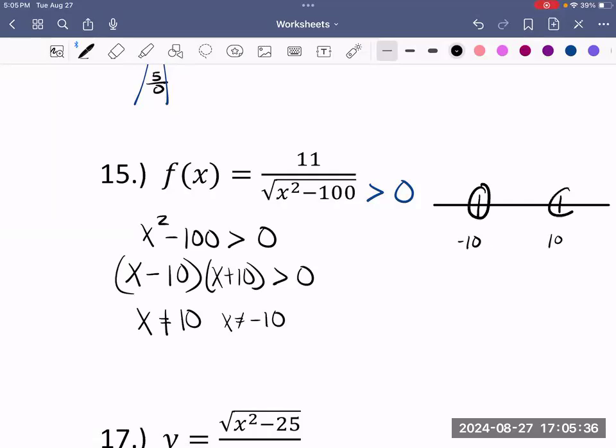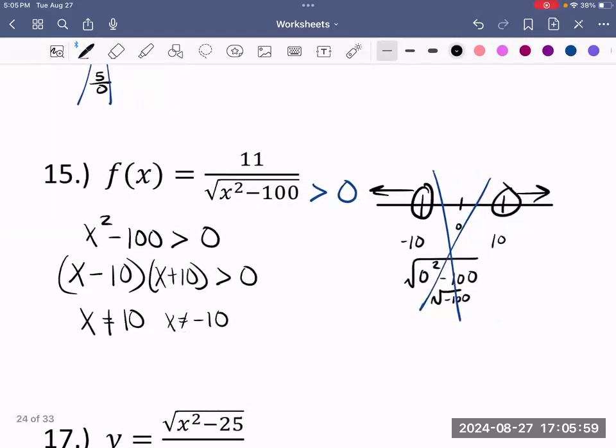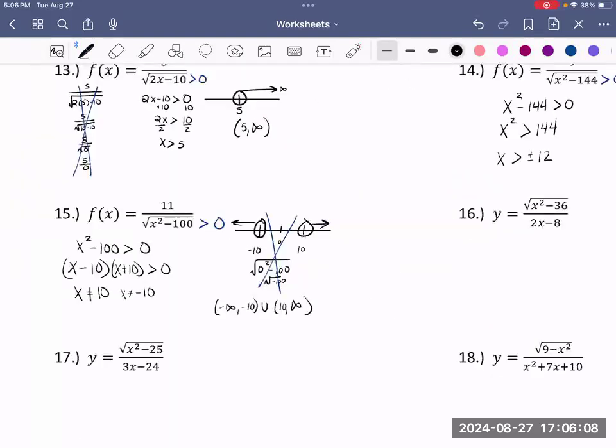We have to be open because we are greater than 0. If we put in a 10, we're going to be bigger. And even better, if we plug in a 0 into your value, 0 squared minus 100 will then be a negative 100, which is, again, not okay. So we're going to be shading on either side once more. So we're going from negative infinity to negative 10, union, 10 to infinity.